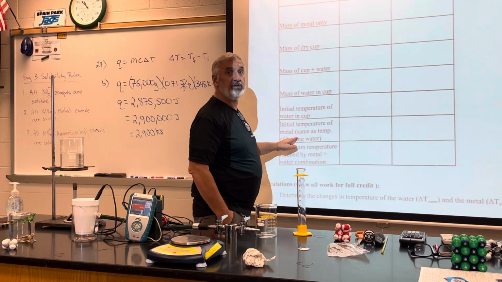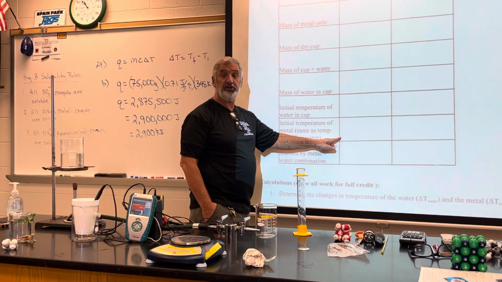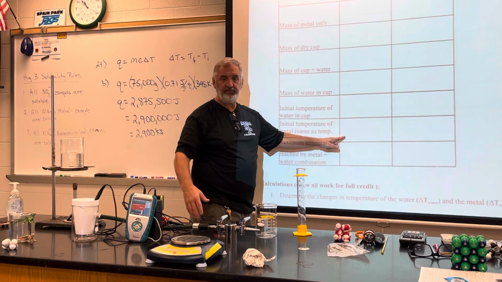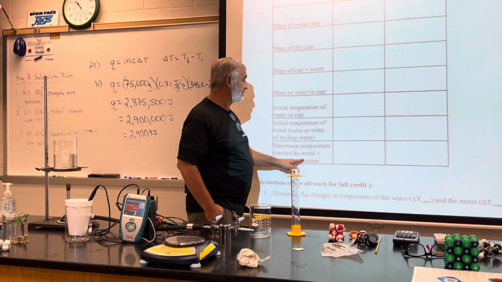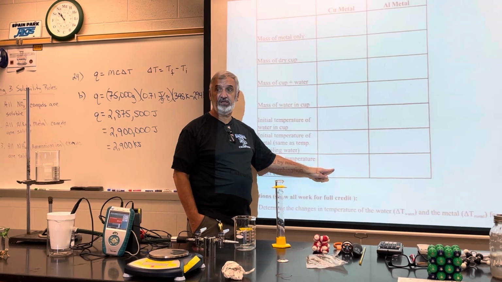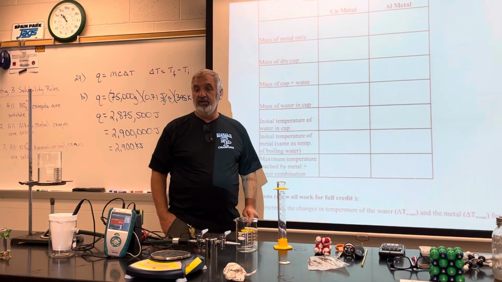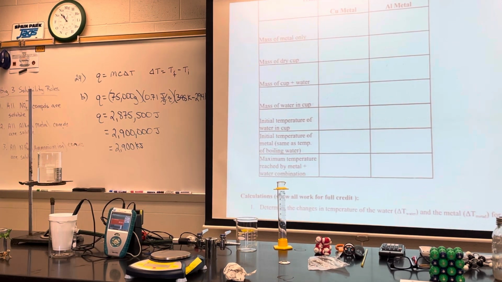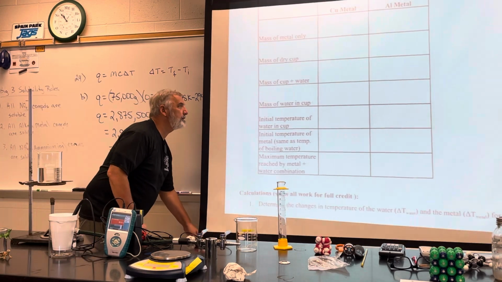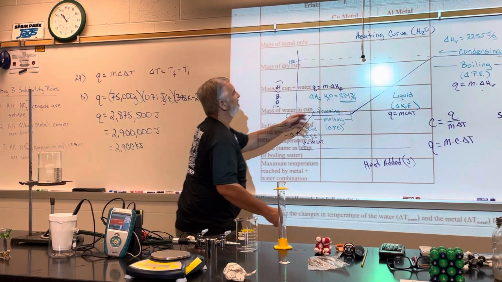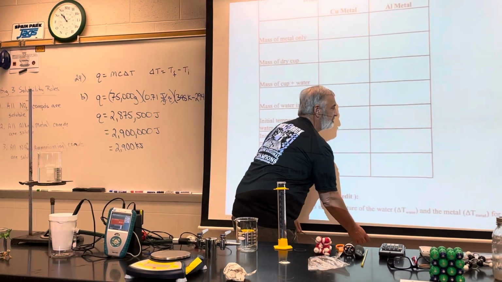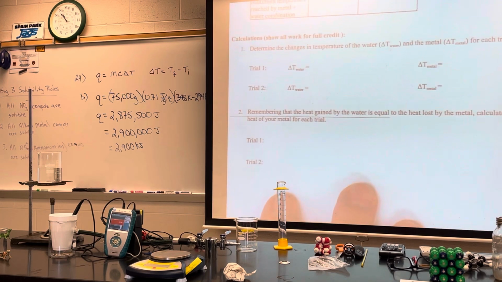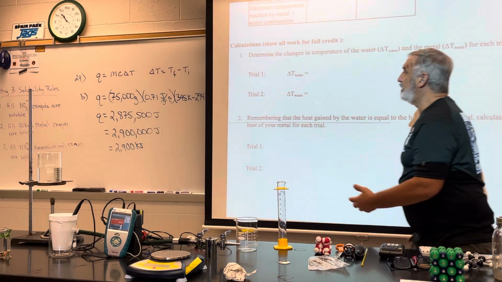So what was the initial temperature of the metal? We're assuming it was 100 degrees. Okay? I didn't measure it with the temperature probe. We're just going to assume it's 100. So the maximum temperature reached here is the 29.3. So now let's talk about, what do we know? So we can determine the change in temperature.